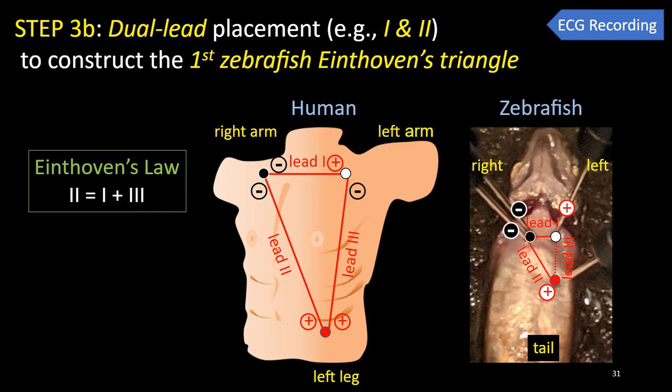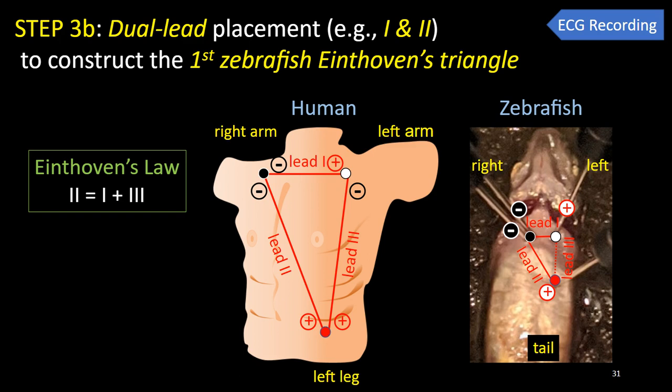Well, for 2 reasons. First, a heart axis can be defined by the vector sum of electrical activity projections on just any two Einthoven leads, because the three leads are all related by Einthoven's law. Although ideally, one lead should be in the heart short axis and the other lead in the heart long axis.